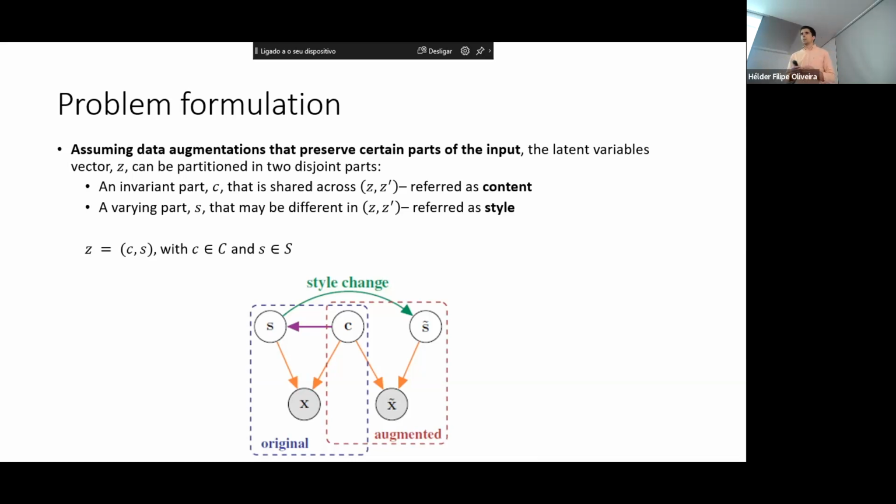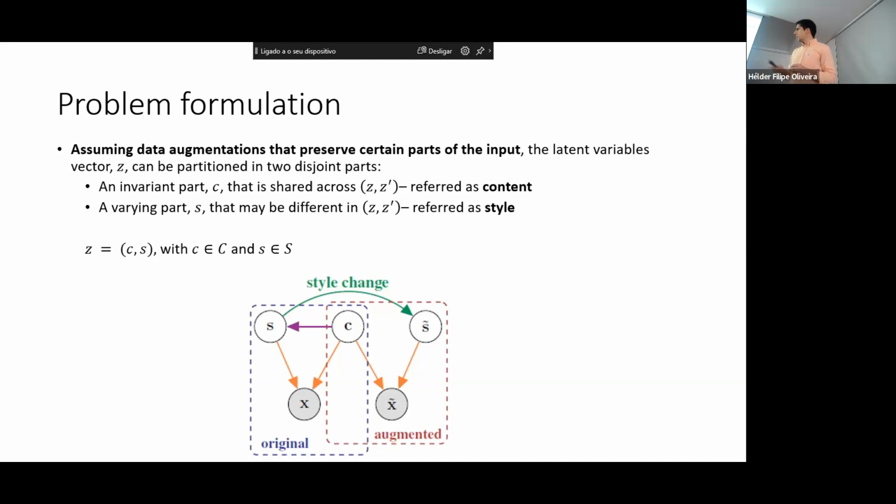In this work, we assume that the latent variables are a combination of content and style. In comparison with other works that also try to understand identifiability, in this work we have a more relaxed assumption, and we allow some causal dependencies in the latent variables vector and non-trivial statistical correlations. We can also understand this from a structural causal model perspective, where data augmentation can be viewed as latent style interventions in this structural causal model.